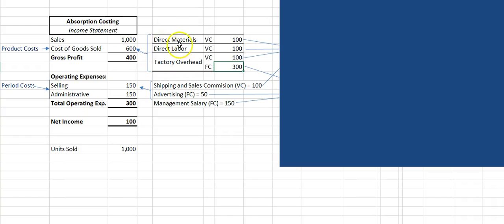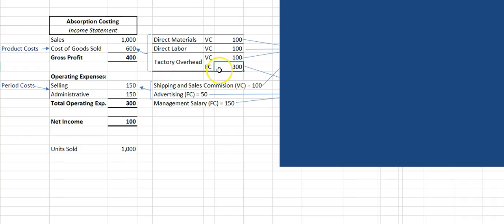And as we know, direct materials is a variable cost, right? Because you spend more materials as you sell more inventory. Direct labor is a variable cost because you're going to increase labor and spend more money in direct labor as you sell more inventory. For factory overhead, an example of variable costs would be utilities, right? You're going to spend more on utilities as you produce more and sell more.